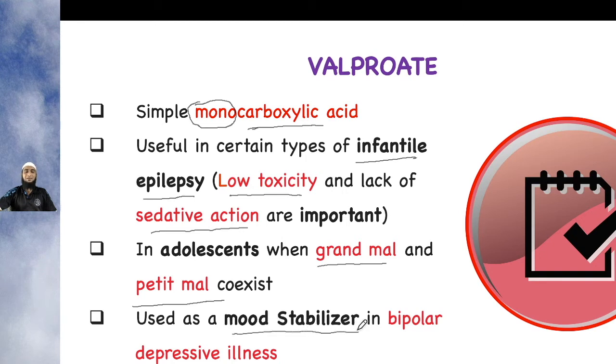Mood stabilizers are needed especially in case of bipolar depressive illness. Bipolar depressive illness is the disease where the patient's mood swings from depression to mania. Okay, so the patient becomes depressive and then suddenly becomes manic. Manic means suddenly he becomes aggressive in nature. So when the patient's mood swings from depression to mania or from mania to depression, in such a case to stabilize their mood you need a mood stabilizing agent. So Valproate serves very well for stabilizing the mood of those patients.